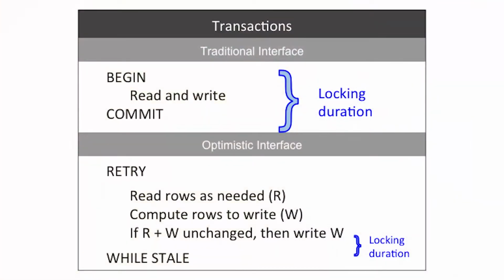In a traditional database, we would wrap reads and writes between begin and commit. And the database would gradually lock data as a transaction read and wrote it. And it would hold those locks until the end of the transaction. Treode takes an optimistic approach. This means that as the transaction reads the data, the database does not lock it. And as the transaction writes the data, it writes only its own local view.